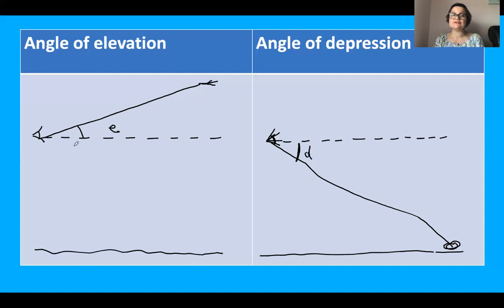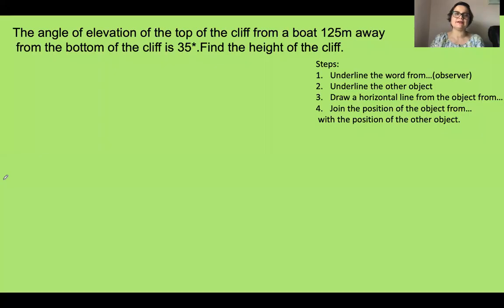Can you see? The angle of depression is the angle that is created by the horizontal line and the other line that joins the observer with the object. So you look straight ahead, that is the horizontal line, and then you look down, that angle makes the angle of depression. And you look up, again from the horizontal line, that angle makes the angle of elevation. So this is what it is, upwards and downwards. Let's have a look at an example here.